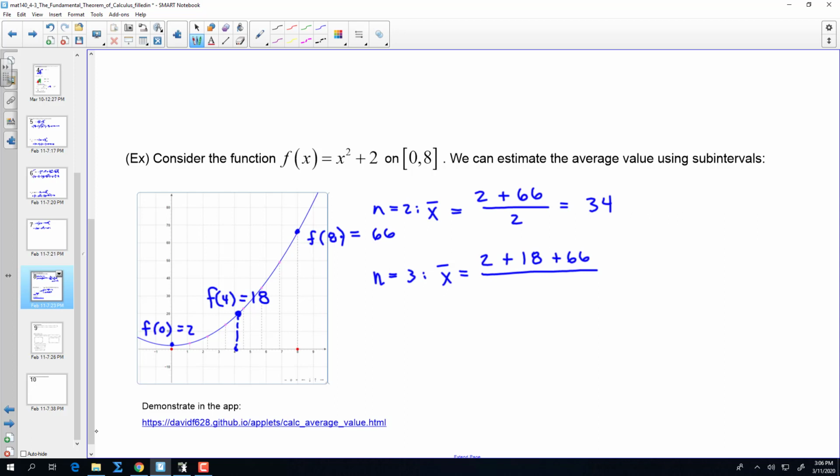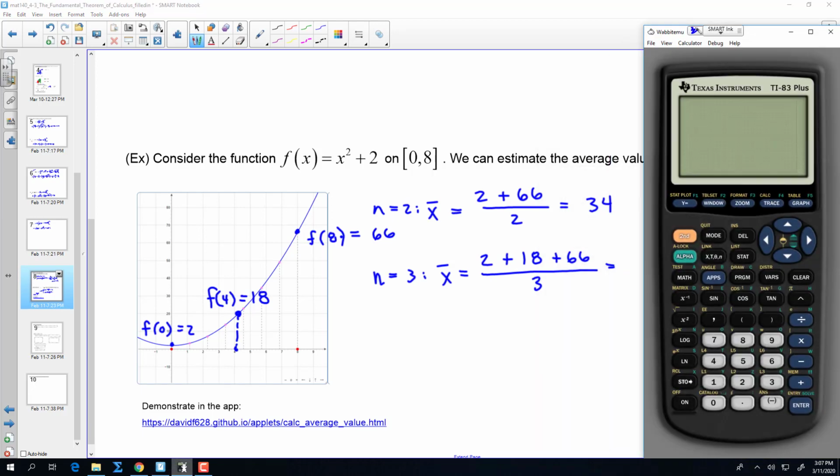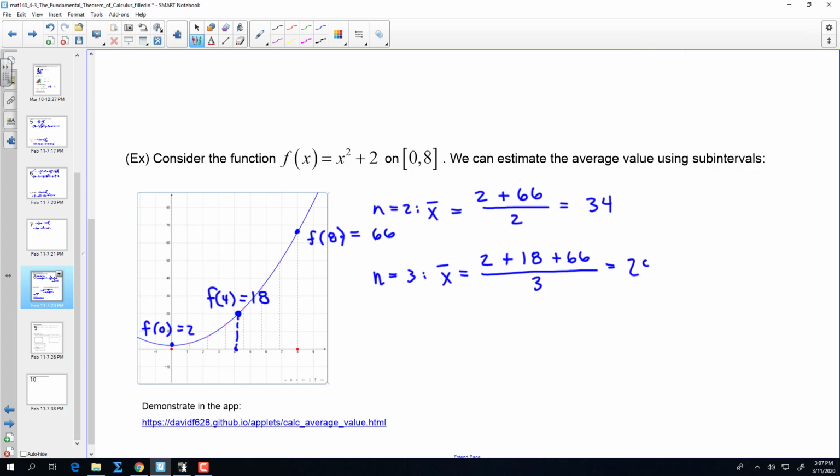So I'm not just using the sum in the numerator. So this average value, using 3 points, would be 2 plus 18 plus 66. Then if I divide that by 3, I come up with 28.7. And I could use 4, 5, 6, I could use a whole bunch of different test points. And the more I use, the better estimate that I'm going to get. Let's pull up an application so that the computations can be done a little bit faster.